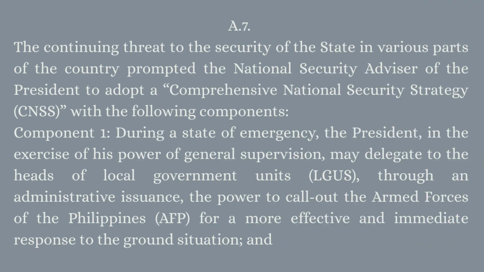Question A7. The continuing threat to the security of the state in various parts of the country prompted the National Security Advisor of the President to adopt a comprehensive national security strategy, CNSS, with the following components. Component 1. During a state of emergency, the President, in the exercise of his power of general supervision, may delegate to the heads of the local government units through an administrative issuance the power to call out the armed forces of the Philippines for a more effective and immediate response to the ground situation.